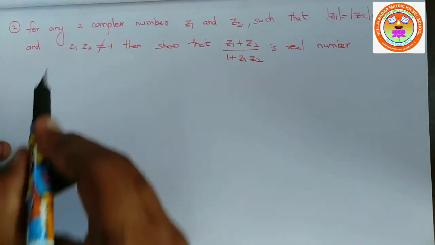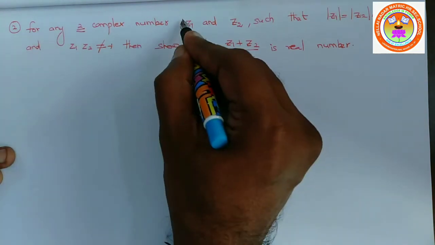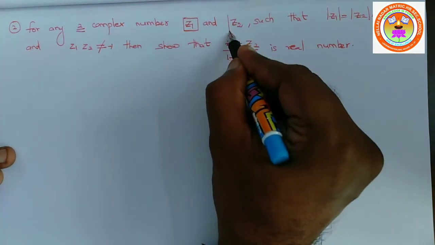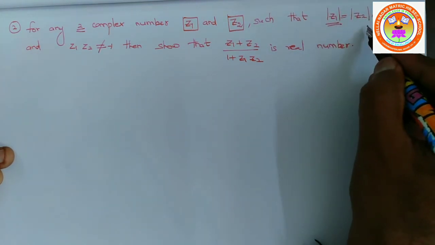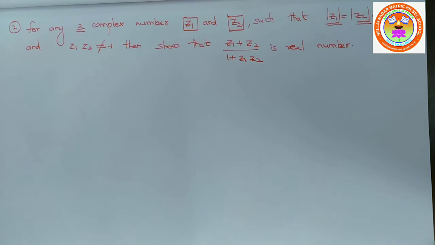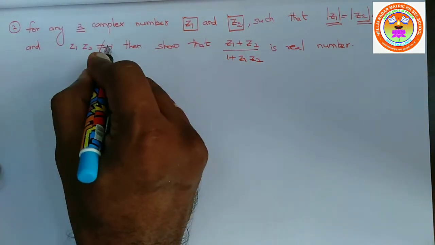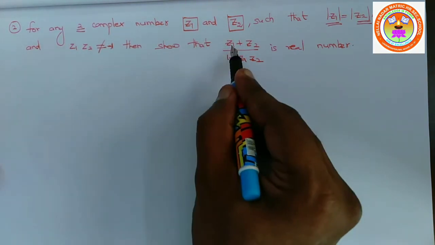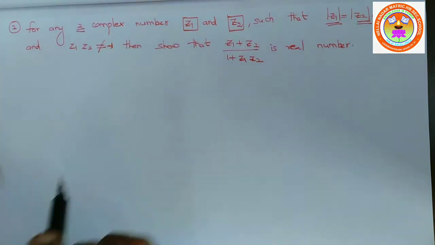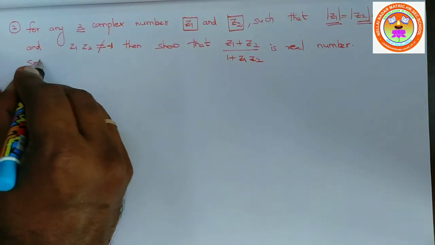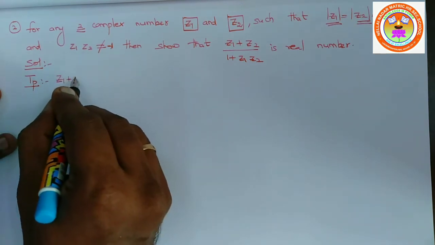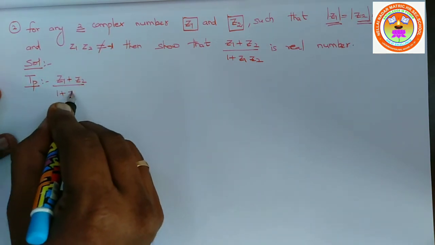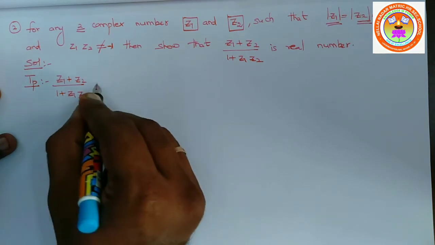Second sum. Two complex numbers are given. The first complex number is z1 and the second complex number is z2, such that modulus of z1 is equal to 1 and modulus of z2 is equal to 1, and z1 z2 is not equal to minus 1. Then prove that (z1 plus z2) divided by (1 plus z1 z2) is a real number. Solution. First, what to prove is very important: (z1 plus z2) divided by (1 plus z1 z2) is real.